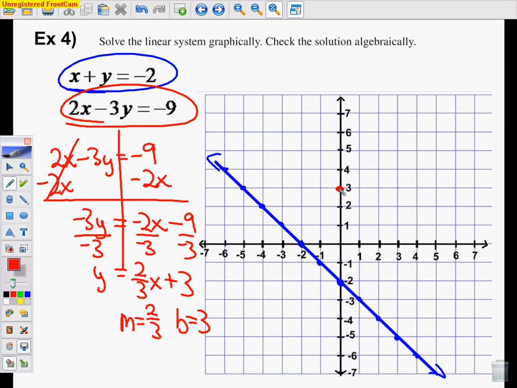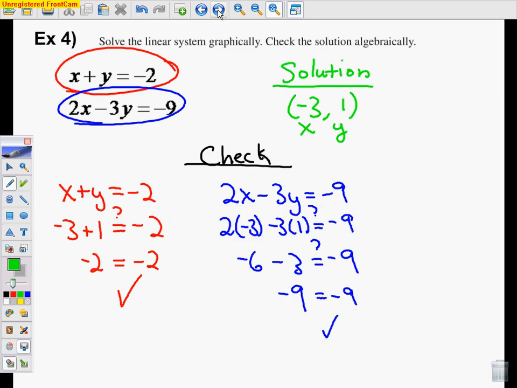So from that 3, we're going to go up 2, right 3. 1, 2, 3. Or we could have also gone how? Down 2, left 3. And then we connect our dots again with a straight line. And once again, we see that our lines intersect, and they intersect at this point here, which is the ordered pair, negative 3 for x, positive 1 for y. And then every y student at the end of this problem would do what? Check. All right, so you might want to go ahead and pause the video and check that problem again.